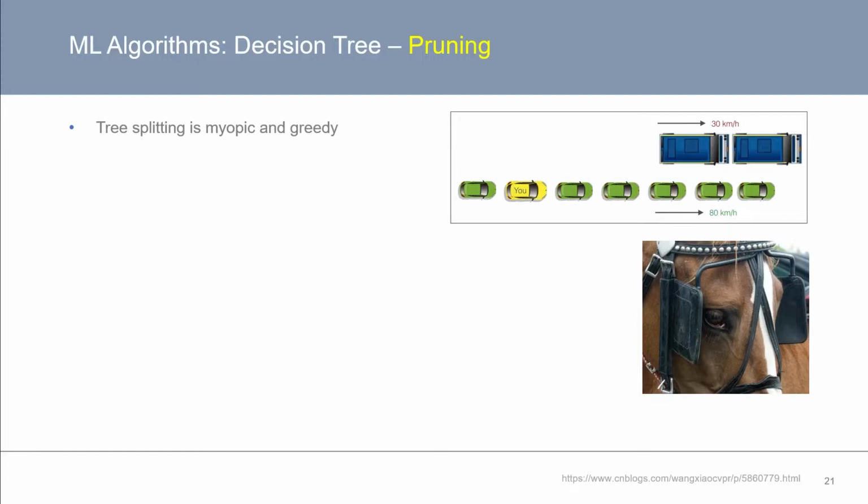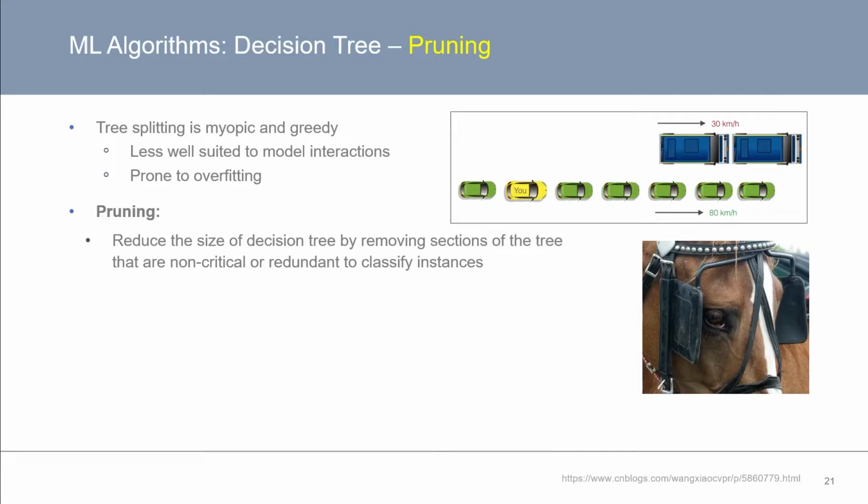In this moment, the best choice might be to move to the left lane to pass the car in front of you. But as soon as you do, you quickly find yourself unable to pass the car, both due to the line of cars in front of it and the slow truck now in front of you. A similar kind of thing can happen during splitting while training decision trees. The tree makes short-term choices without being able to see the bigger picture. This makes decision trees less well suited to modeling multivariate interactions, as well as making them prone to overfitting. This is where pruning can potentially be useful.